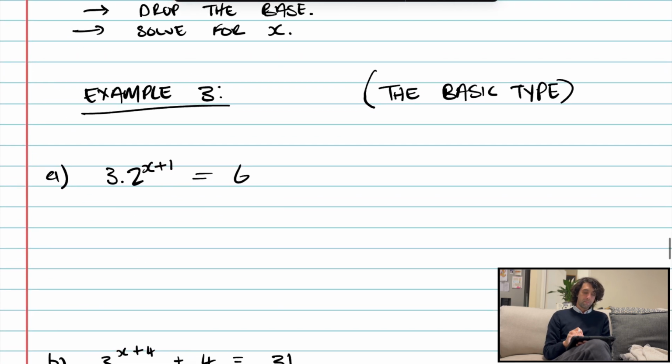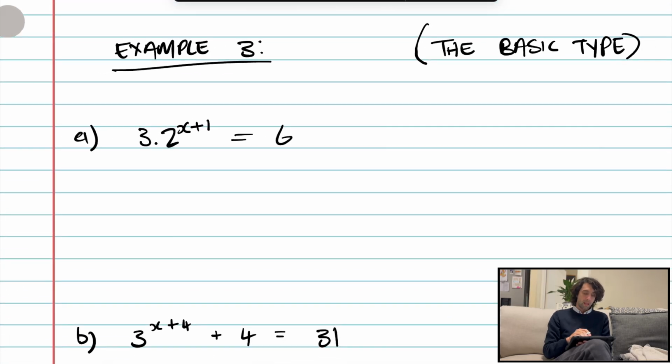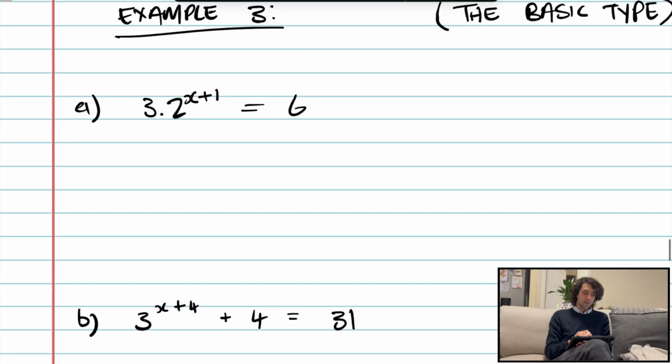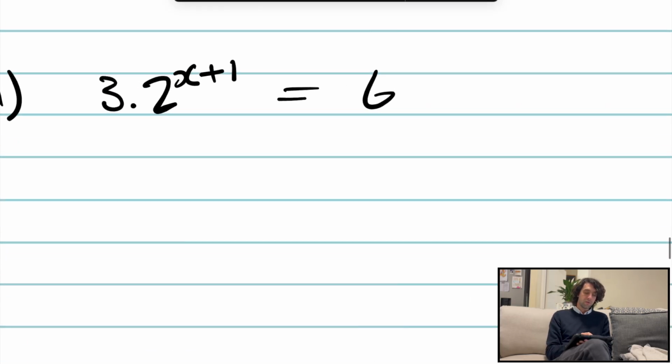So we're going to start off with the basic type, all right? And we're just going to do a couple of examples here. Let's start off with the first one that says 3 multiplied by 2 to the power of x plus 1 is equal to 6. Now again, our goal is to get to this x. So this 3 that's living on this side can be thrown over to the other side. We're going to take it over the equal sign. And if it's multiplied on the left-hand side, it's going to be divided on the right-hand side.